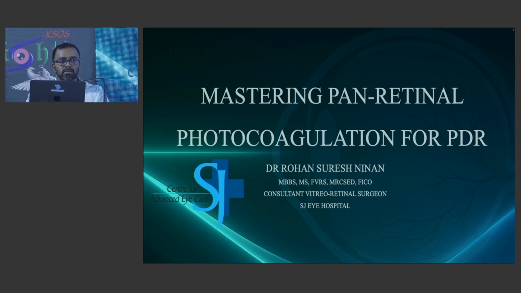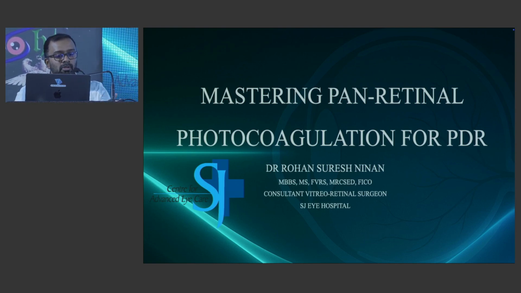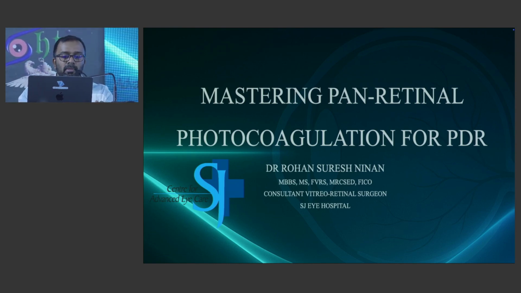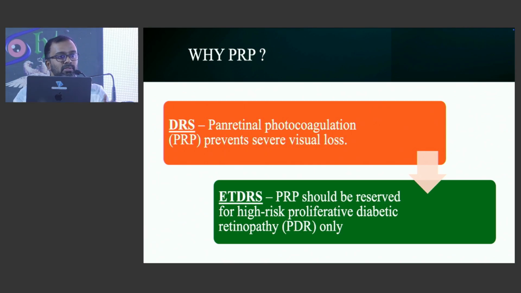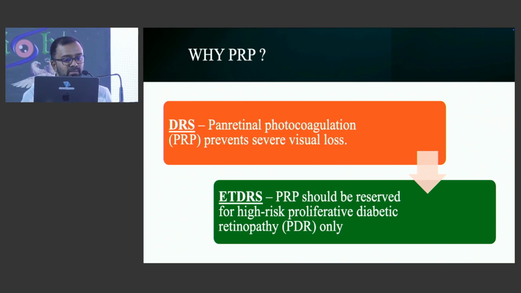Good morning, everybody. Next we'll be talking about mastering panretinal photocoagulation for PDR. So why PRP? Initially you had two landmark studies, both the DRS and the ETDRS. DRS established that panretinal photocoagulation prevents severe visual loss, and ETDRS said that it should be reserved for high-risk cases, avoiding mild and moderate NPDR.